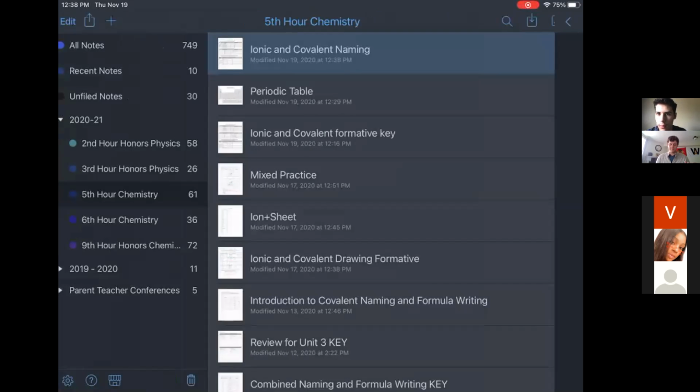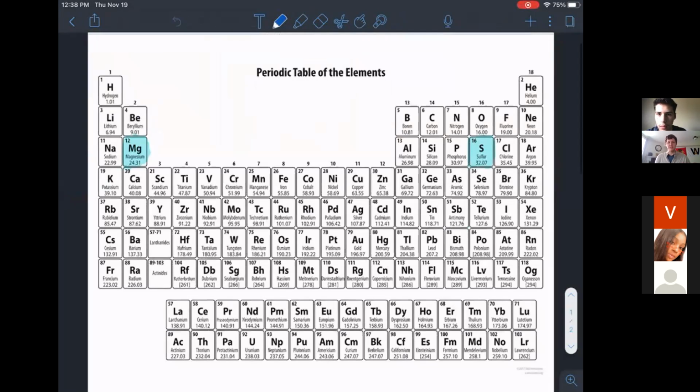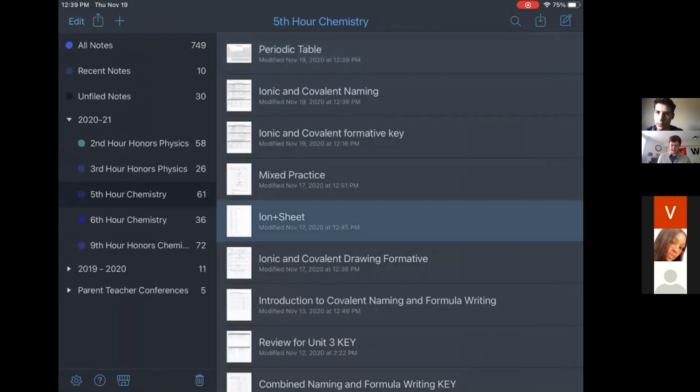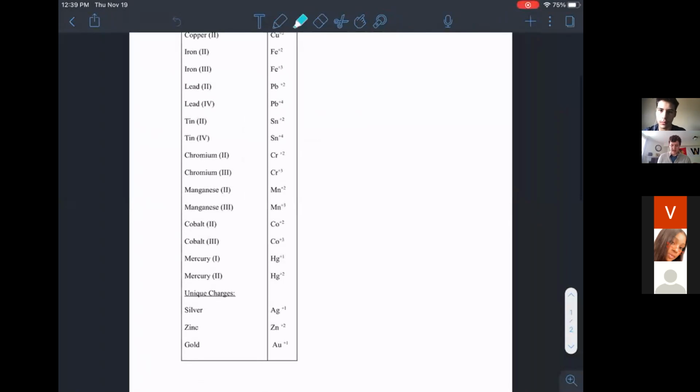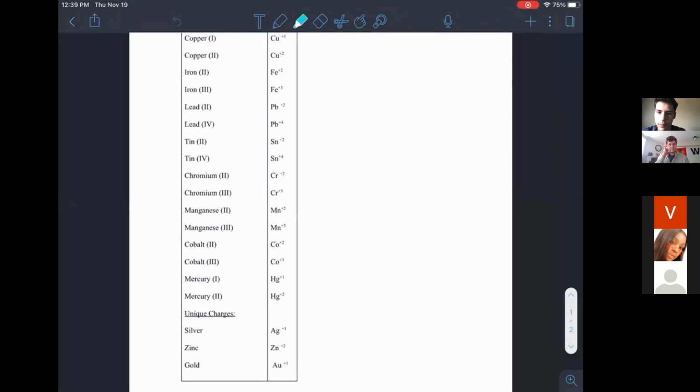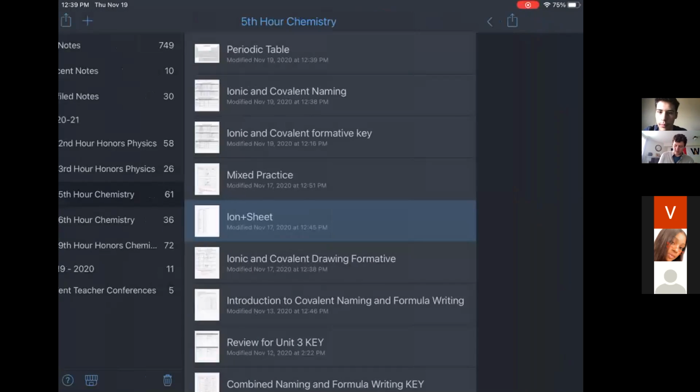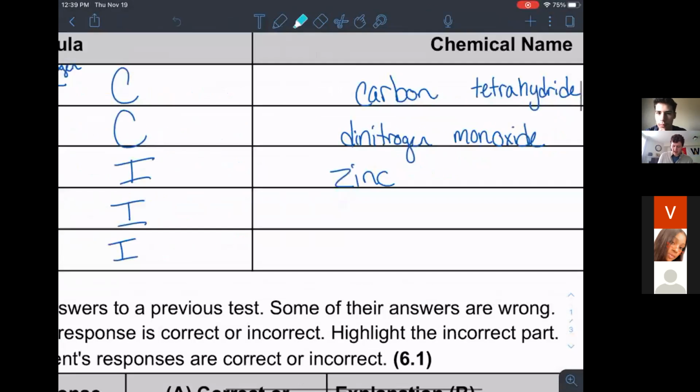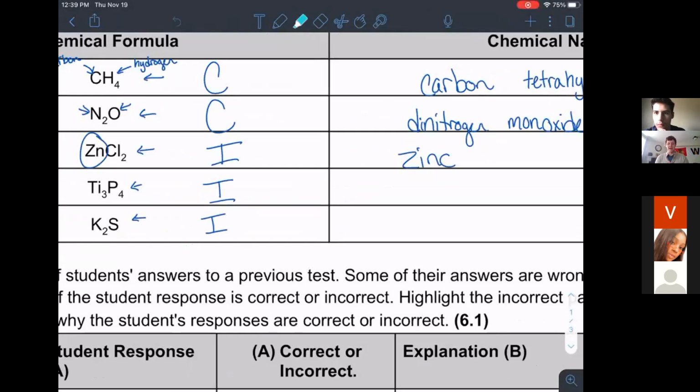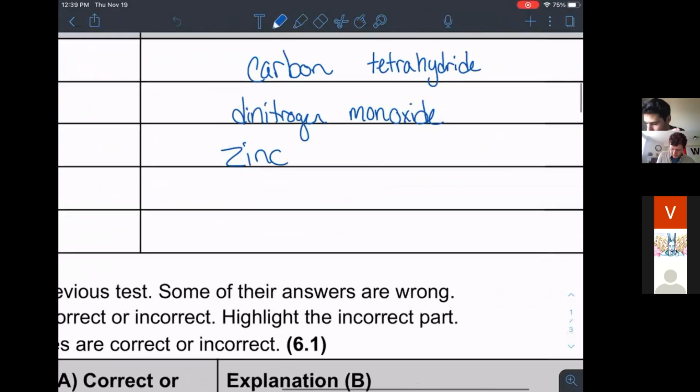Let's check. Is zinc a transition metal? Yes, it is. Let's see if it's on our ion sheet then. So let's look at our ion sheet. Do you see zinc on the ion sheet? Does it need Roman numerals? No, it does not need Roman numerals. So we are done with the metal. And then we just need to name that non-metal. What is that non-metal's name? Chloride, because we changed the ending from chlorine to chloride.